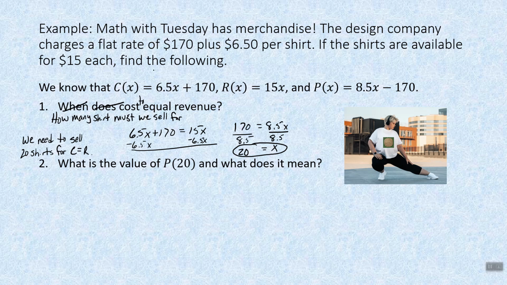But so what's the value of P of 20 and what does it mean? Well, P, so that's our profit equation. The profit function is 8.5 times something minus 170. It doesn't matter where I am, I use skeletons. It could be an applied problem, it could be just a problem. Anytime I'm going to evaluate a function, I always use skeletons. So P of x equals 8.5x minus 170. I want to know P of 20.